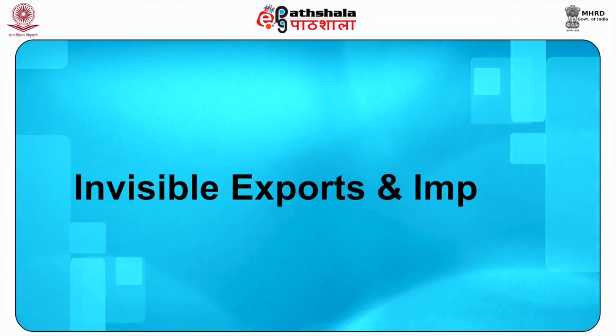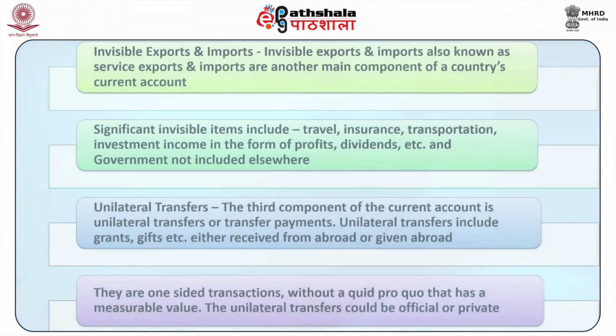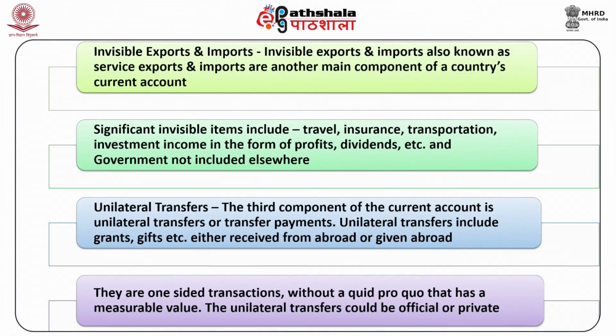B. Invisible exports and imports. Invisible exports and imports, also known as services exports and imports, are another main component of a country's current account. Significant invisible items include travel, insurance, transportation, investment income in the form of profits, dividends, etc. and government not included elsewhere.